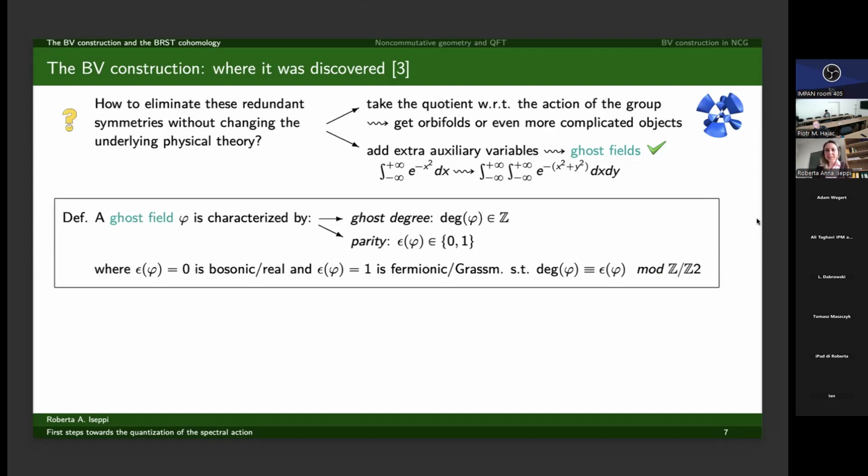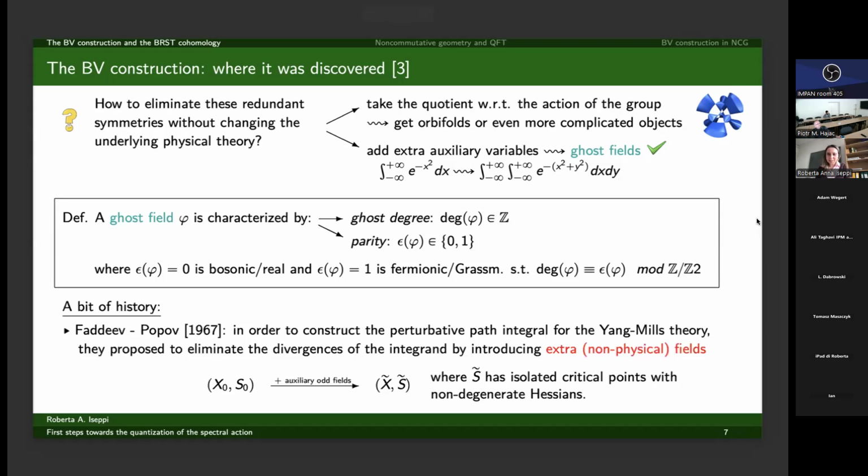And each of them is going to be just an auxiliary variable characterized by 2 numbers. The first is the so-called ghost degree, it's just an integer. And the second is the parity that can be either 0 or 1. And 0 describes the so-called bosonic parity. So for us, it's just a real variable. And 1 corresponds to the fermionic parity. So we're dealing with Grassmannian variables. And of course, we like that the parity of the ghost degree is actually the parity of the field we are considering.